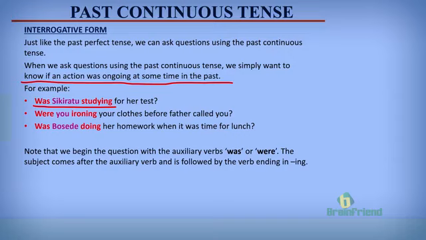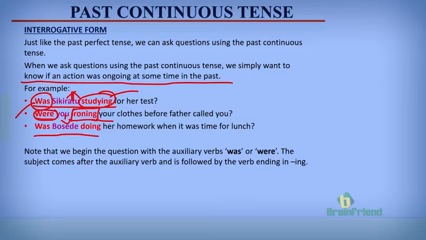And then we find here we have the auxiliary verb was, the present participle verb studying, and the subject of this sentence between them. The same goes here. Were you ironing your clothes before father called you? This means, were you carrying out the action of ironing? Was it happening when father called you? We also have the auxiliary verb were, the present participle verb ironing, and the subject between them.